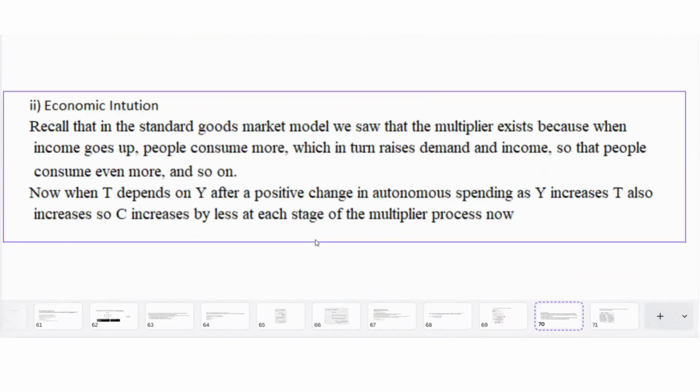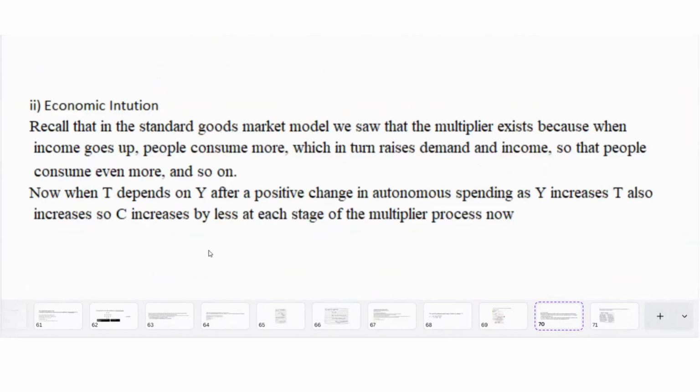So this is the economic intuition. When T depends upon Y, after a positive change in autonomous spending, as Y increases, taxes will also increase. In our simple model, the multiplier effect is driven through an increase in C. But now that increase in C is less at each stage of the multiplier process, because when Y increases, that increases T. So C increases by less at each stage, so the multiplier effect is smaller.